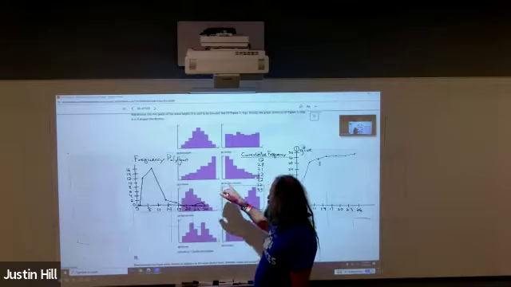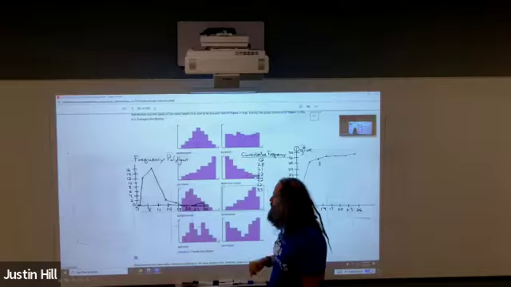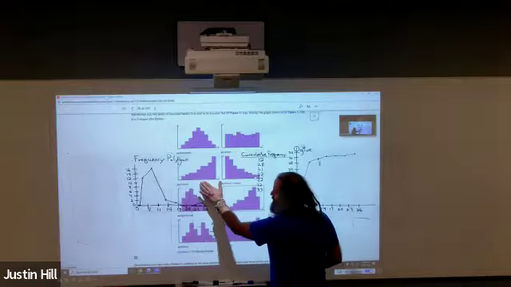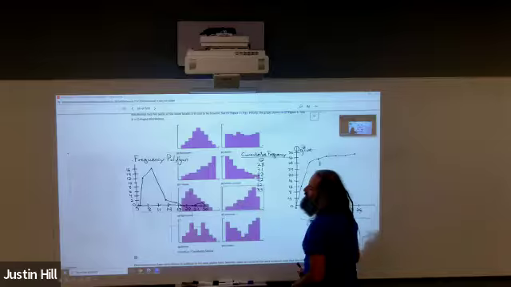A right skewed graph, you can also think of as a reverse J-shaped graph with just a little hill on the left. It doesn't top out all the way on the left. And a left skewed graph is like a J-shaped graph. It just doesn't top out all the way on the right. There's a little bit of a hill there.